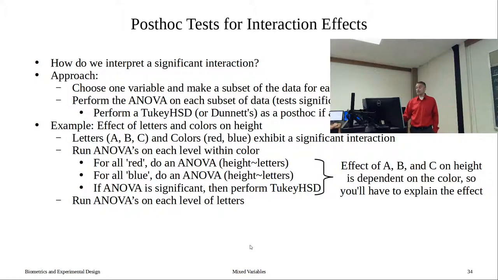So we see, is height affected by the letters? Yes or no? And we're going to do the same thing with the blue. All of the blue. Is height affected by the letters? This is an ANOVA. We've got three levels. So if we get a significant effect, if we see that, yes, letters does have an effect on height for all of the red, then we do a regular Tukey's post hoc test.